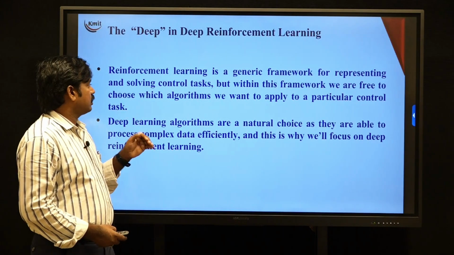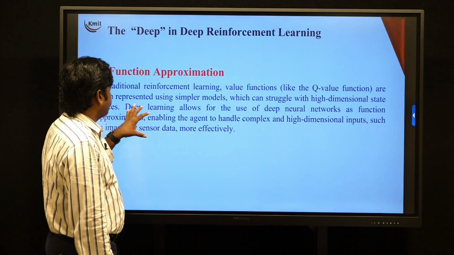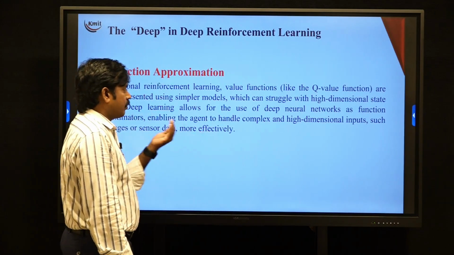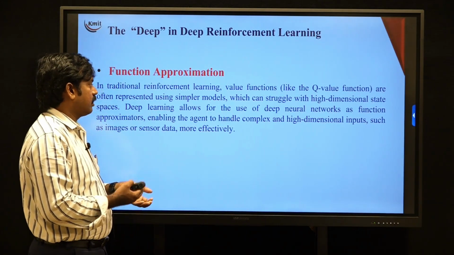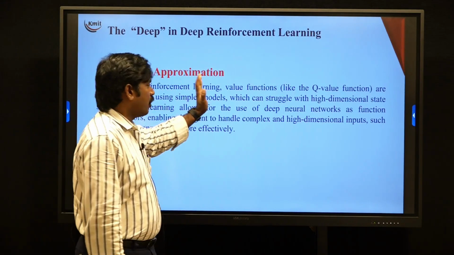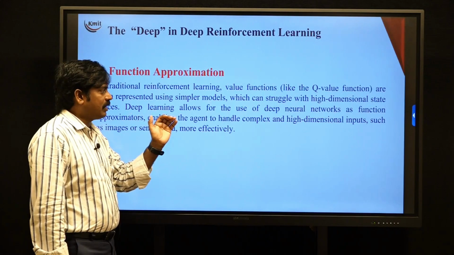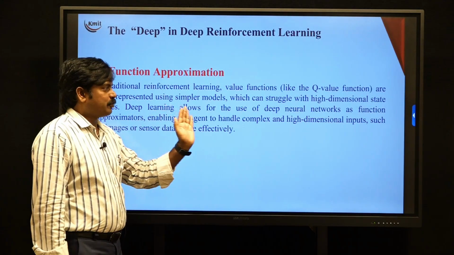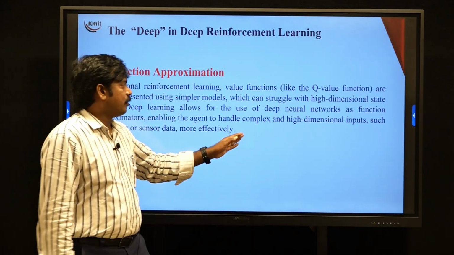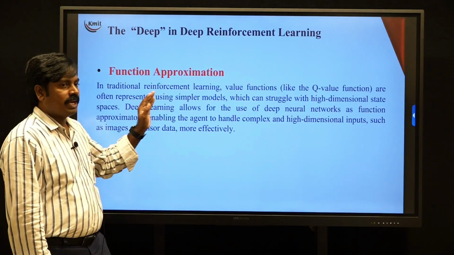So in that case, we use deep learning algorithms as function approximators in the reinforcement learning task. With high dimensional data, we use deep learning techniques for function approximation, meaning the actions and the corresponding rewards are mapped or obtained from deep learning. Reinforcement learning gets this knowledge from deep learning algorithms when working with high dimensional inputs. That is function approximation using deep learning algorithms.